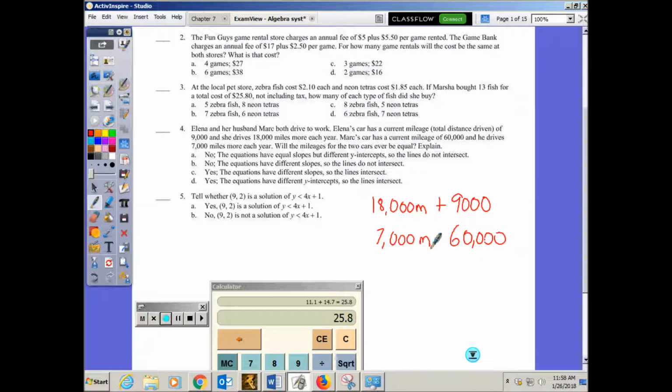So look at your answers. Do the equations have equal slopes? They don't even have equal slopes. The slope is the change every year. One is increasing by 7,000, one is increasing by 18,000. So the equations have different slopes. If they have different slopes, the lines are eventually going to intersect. Even though it's a big word problem, that's ultimately what they want you to get. If I have two lines with different slopes, at some point the lines are going to intersect.